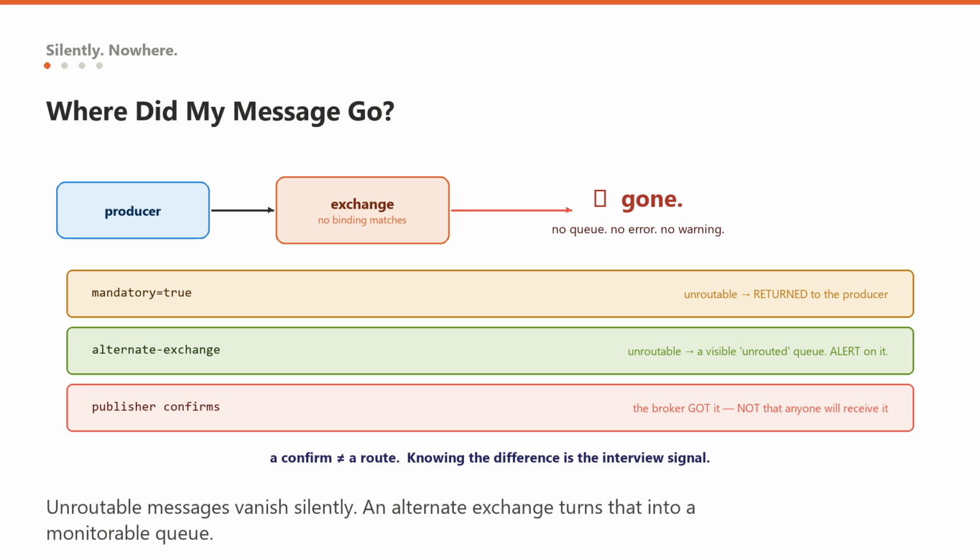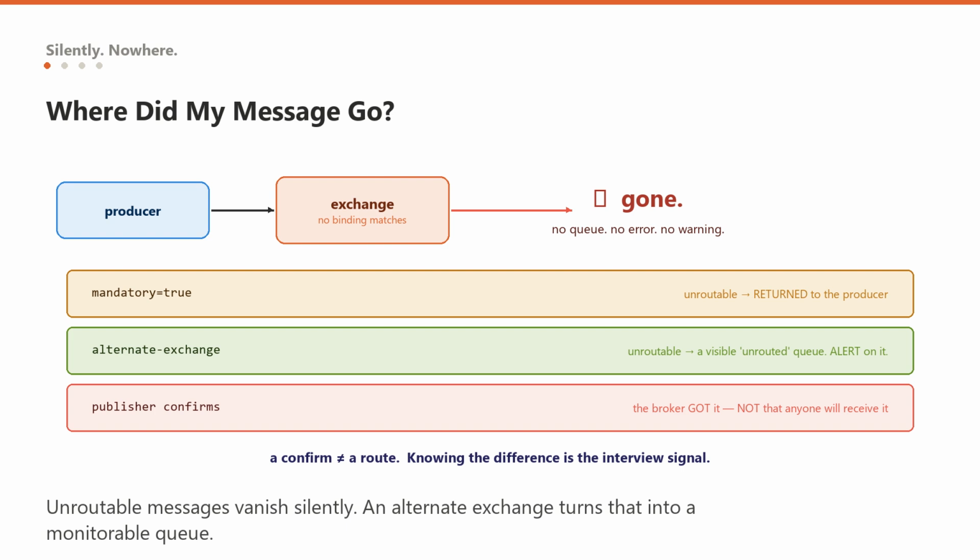Second, and this is the better production answer, the alternate exchange. When you declare an exchange, you can give it an alternate exchange argument naming a second exchange. Anything the first exchange cannot route gets handed to the alternate, which is typically a fanout bound to an unrouted queue. Now nothing is ever lost. Unroutable messages pile up somewhere visible, and you can alert on that queue stack. That single configuration turns a silent, invisible failure into a monitorable one, and it costs you nothing.